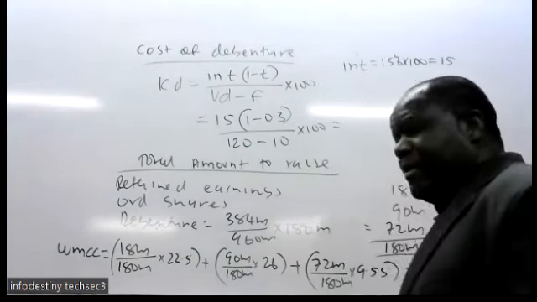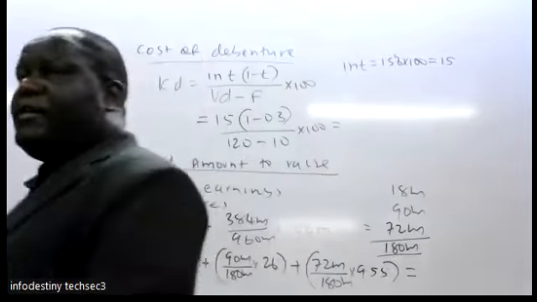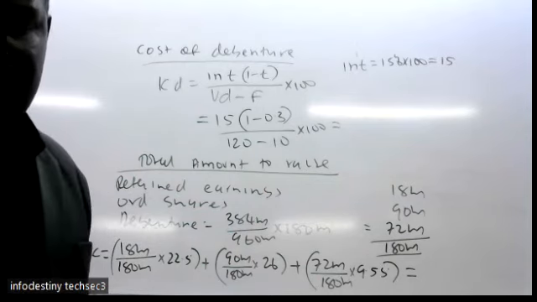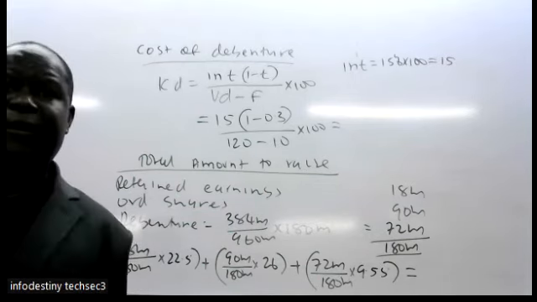9.55. So when you combine them together, that is when you come up with the weighted marginal cost of capital. That is what will give you the weighted marginal cost of capital.